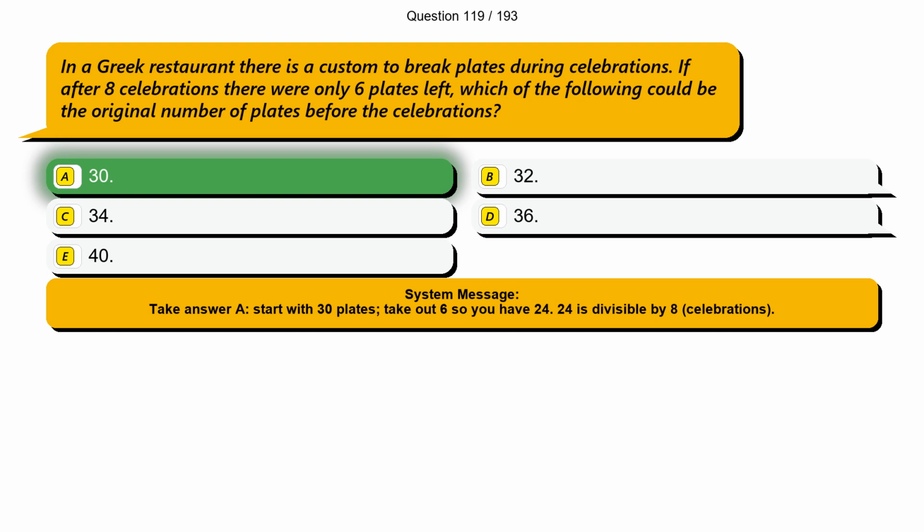Take answer A, start with 30 plates, take out 6 so you have 24. 24 is divisible by 8 celebrations.